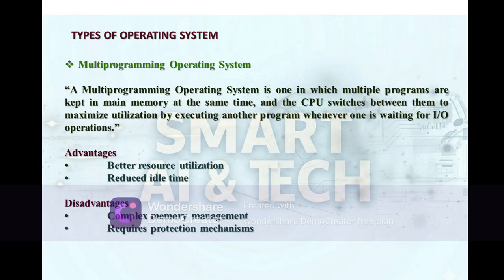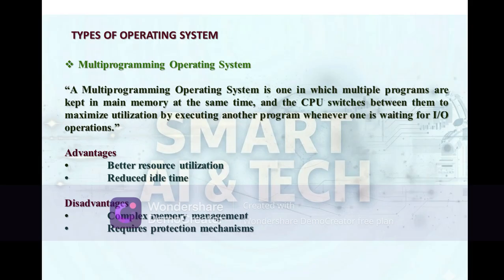The advantages of the multi-programming operating system are better resource utilization and reduced idle time. The disadvantages are complex memory management, and it requires a protection mechanism. An example of a multi-programming operating system is Unix.